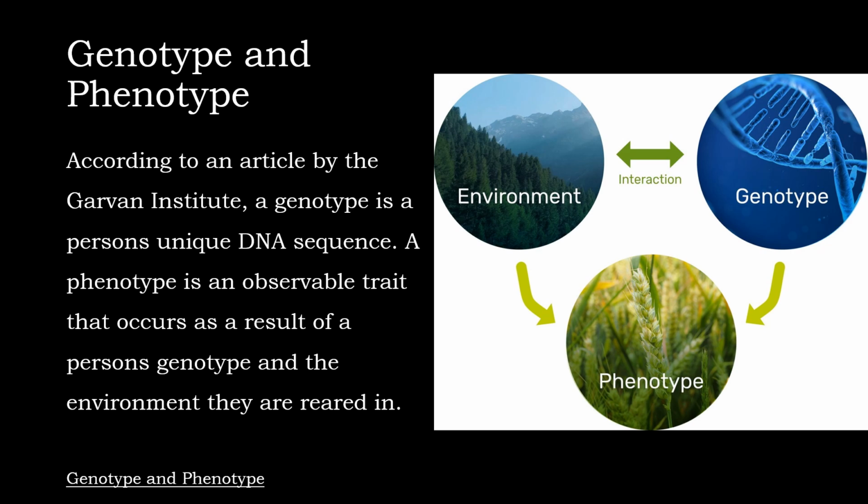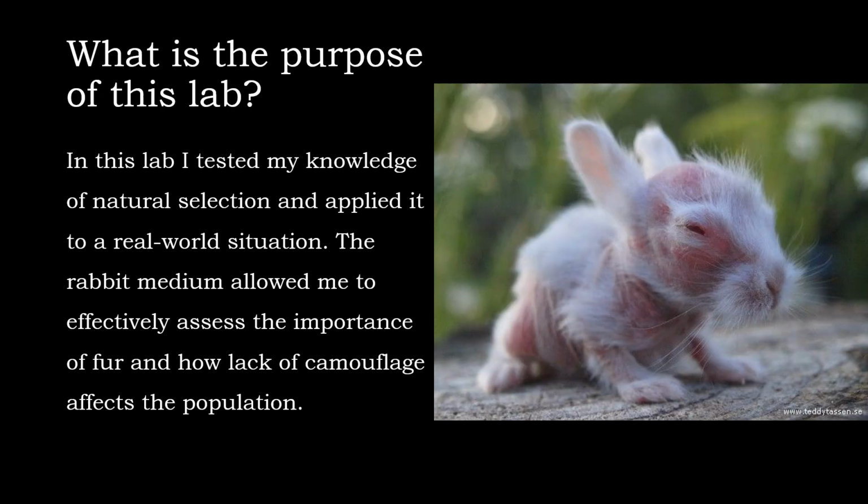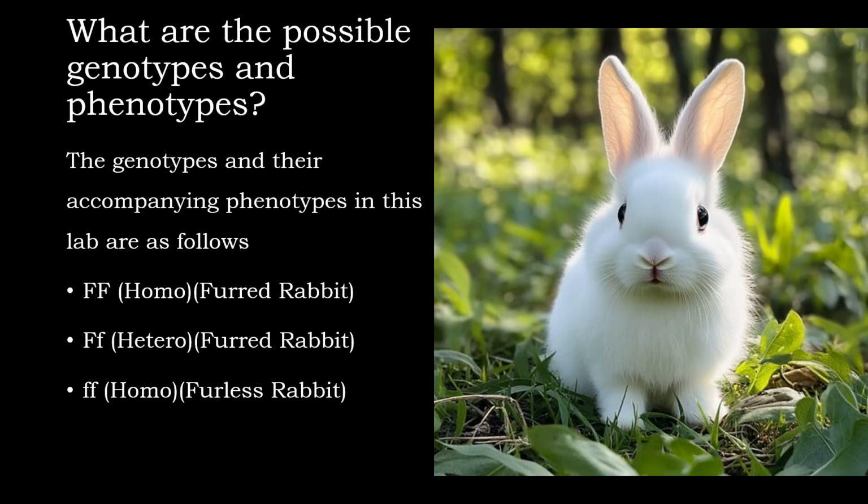What is a genotype and what is a phenotype? According to an article by the Garvan Institute, a genotype is a person's unique DNA sequence. A phenotype is an observable trait that occurs as a result of a person's genotype and the environment they are reared in. What is the purpose of this lab? In this lab, I tested my knowledge of natural selection and applied it to a real-world situation. The rabbit medium allowed me to effectively assess the importance of fur and how lack of camouflage can affect the population.